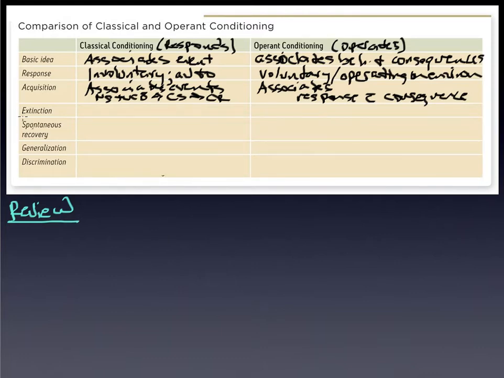So what happens? How do we extinguish a behavior? In this case, the CR, the conditioned response, decreases when the CS is repeatedly presented with no UCS. So it decreases with CS alone over time. And so it loses that connection.